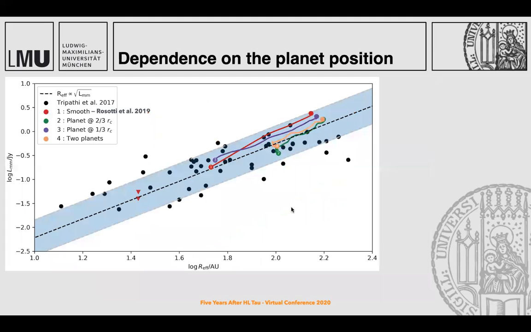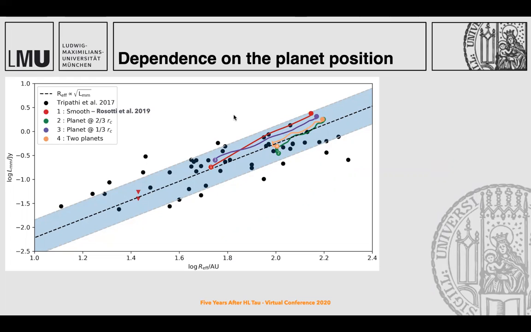So the first one to explore is the dependence on the planet position. We simulate 4 different cases, one where we have a smooth surface density profile, like in Rosotti et al. 2019, one where we add the Jupiter-like planet at 2/3 of the RC, one where we move the planet further in at 1/3 of the RC, and one where we have 2 planets in these positions. In this figure, we see an example of the evolution tracks of a disk with the same initial conditions, varying only the presence and the position of the Jupiter mass planet, as I explained.